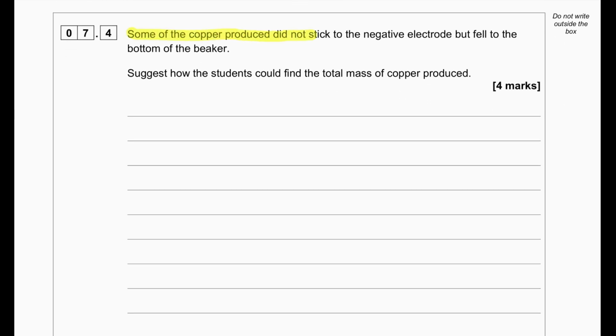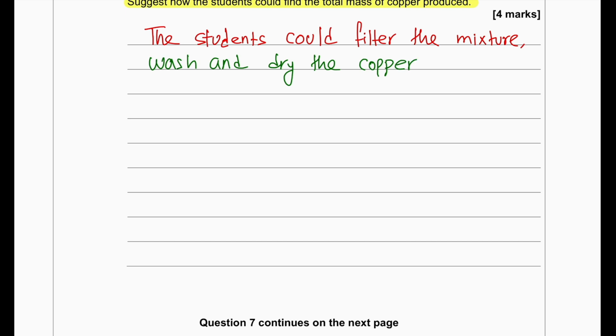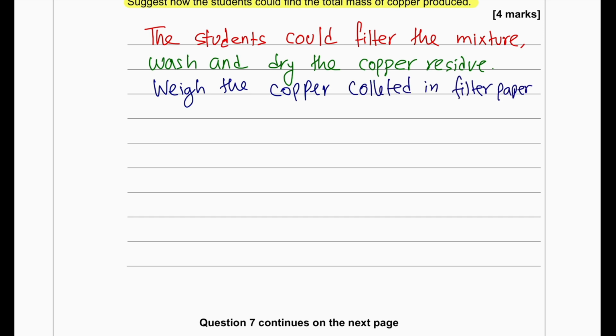Some of the copper produced did not stick to the negative electrode but fell to the bottom of the beaker. Suggest how the student could find the total mass of the copper produced. In order to find the total mass of the copper produced, the student can filter that particular mixture. Once filtered, the student can wash and dry the copper residue. Then the student can weigh the copper that is collected. And the increase in mass of the electrode, both can then be added to find out the total mass of copper produced.